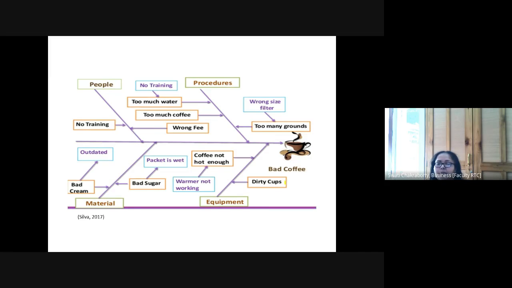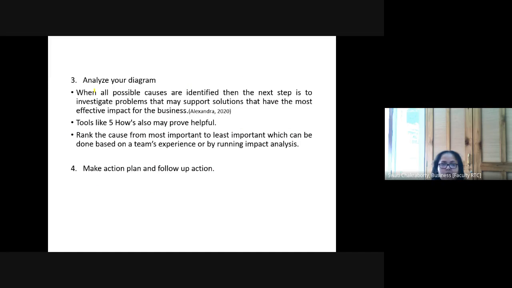With the equipment, the cups that are given are dirty cups, and the other thing that comes up is the coffee was not hot enough. Why? Because the warmer was not working. So from the main factors, you see all the other sub factors or sub causes coming up, and that's how you get to the root of the problem. So then you start analyzing your diagram.